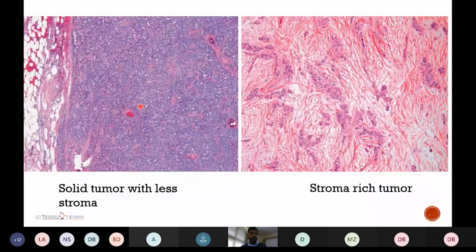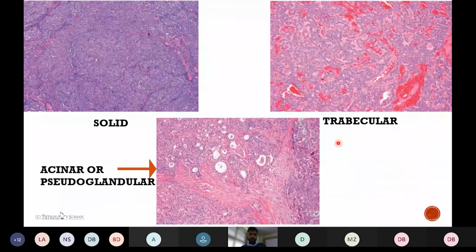Now, it is mostly a solid tumor. It is highly cellular with less stroma. But occasionally you can see tumors which are very stroma rich. These are again the patterns of the tumors. Mainly they are seen as solid diffuse tumor cells along with less stroma. Then they can be trabecular or in cords. And this is the acinar or pseudoglandular pattern.